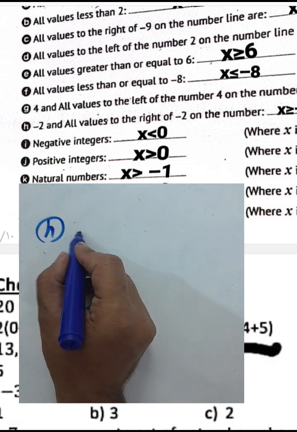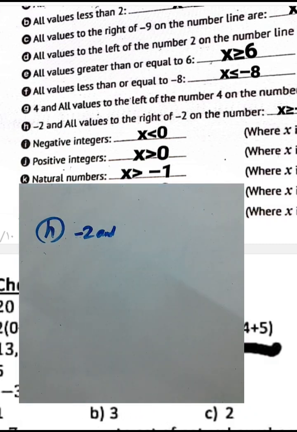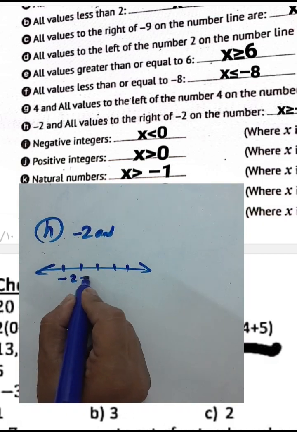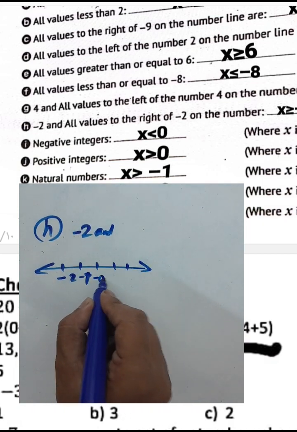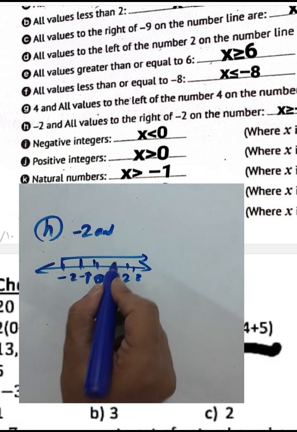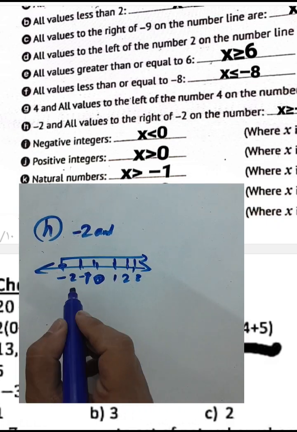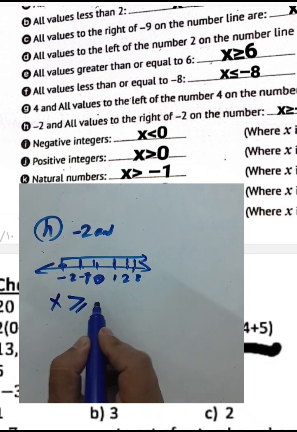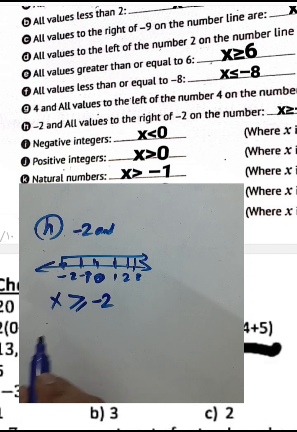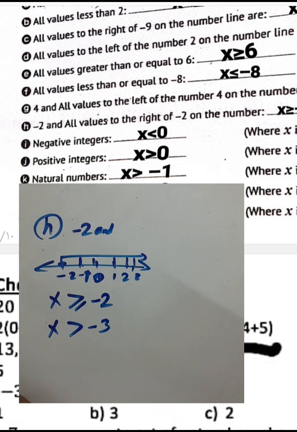Letter H, negative 2 and all values to the right of negative 2, such that negative 2, negative 1, 0, 1, 2, 3, from negative 2 to infinity. Okay, so the solution will be x greater than or equal to negative 2. Or you can write x greater than negative 3, so integrate the number. About question letter H and question I.